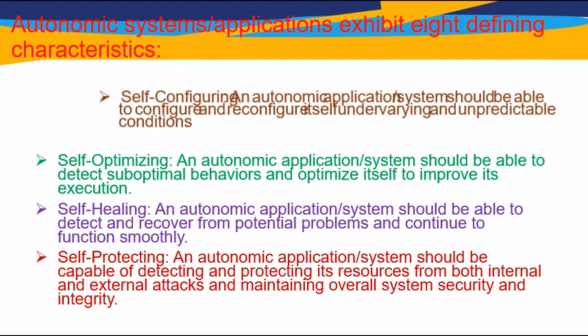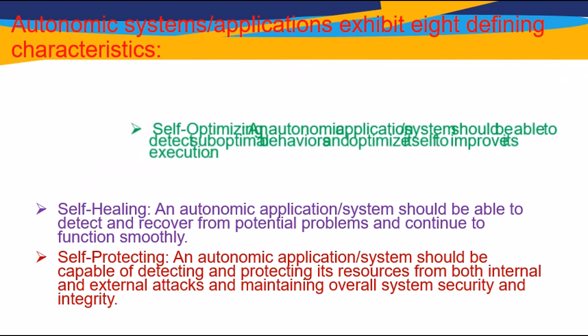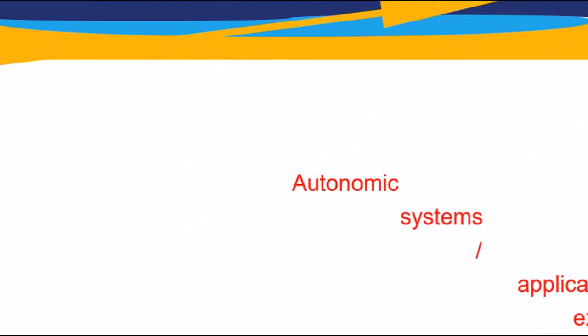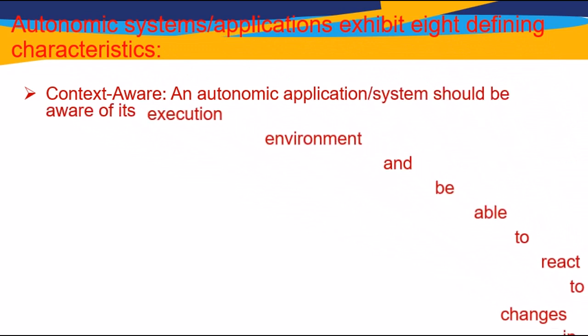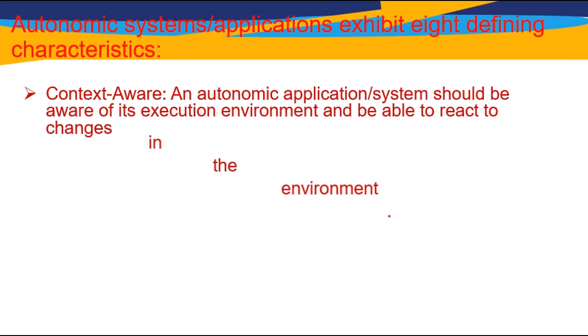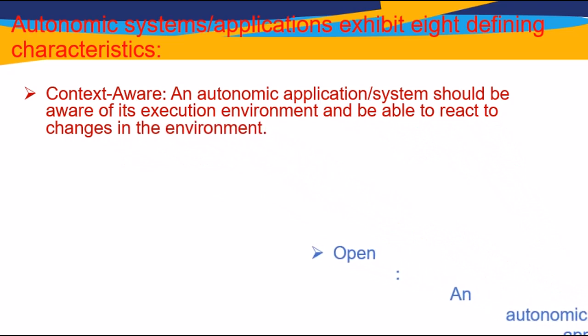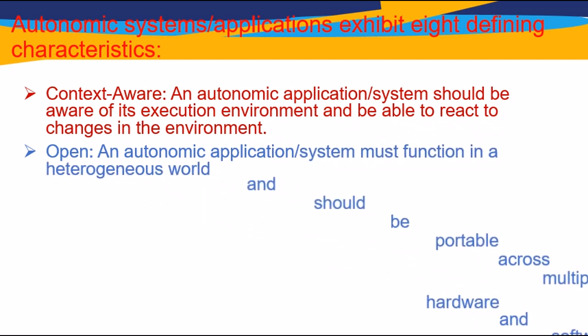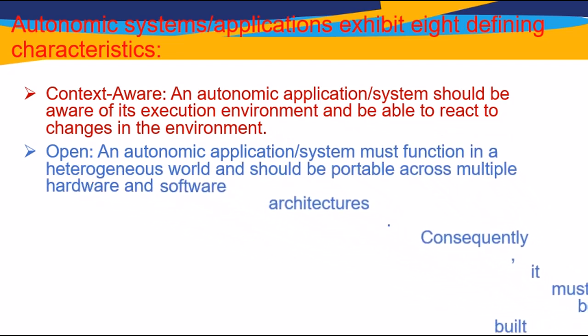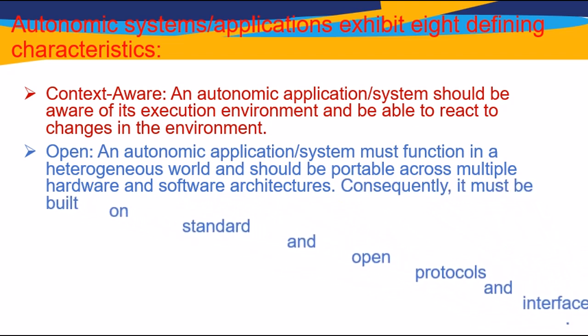And context awareness: an autonomic application system should be aware of its execution environment and be able to react to changes in the environment and adapt to it. And open: an autonomic application system must function in a heterogeneous world and should be portable across multiple hardware and software architectures. Consequently, it must be built on standard and open protocols and interfaces, relying on open standards.